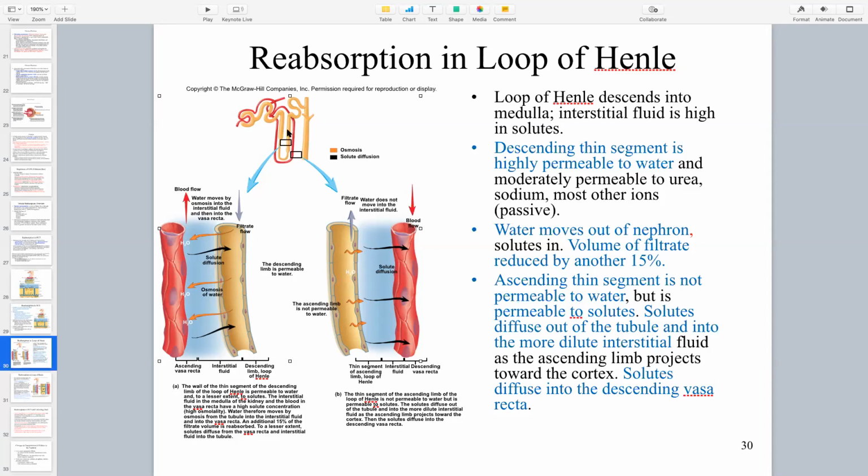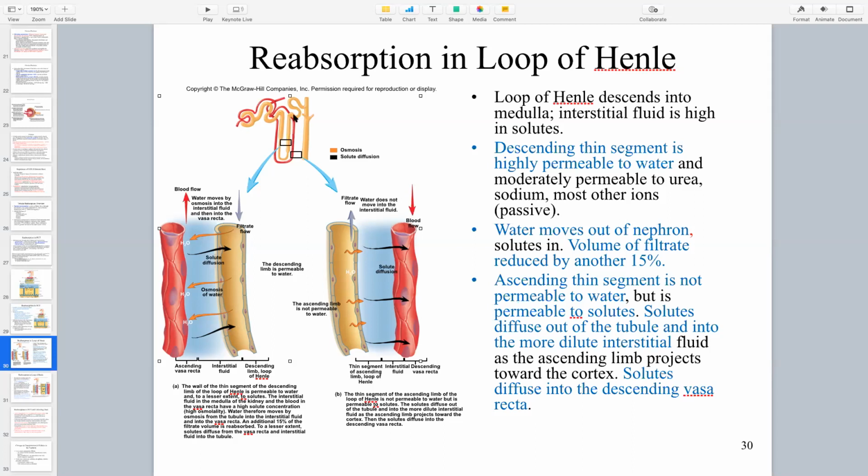As the filtrate moves up, we keep pumping the salt out. Now it's at 900. Moving up, we keep pumping even more salt, 600. By the time we move up here and hit the distal convoluted tubule, we will be back to normal osmolarity, 300 milliosmoles. By the way, these salt pumps right here allow us to reabsorb a lot of the salt that moves up the ascending limb.